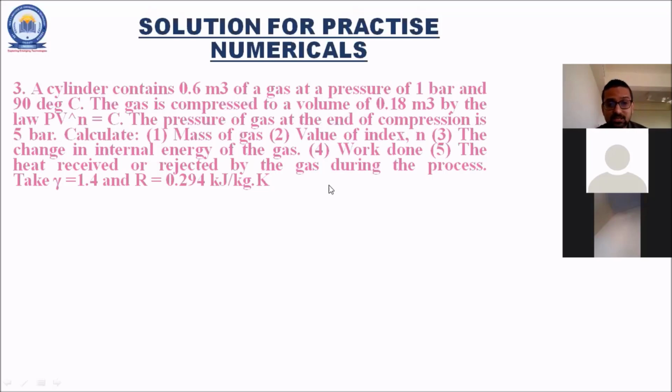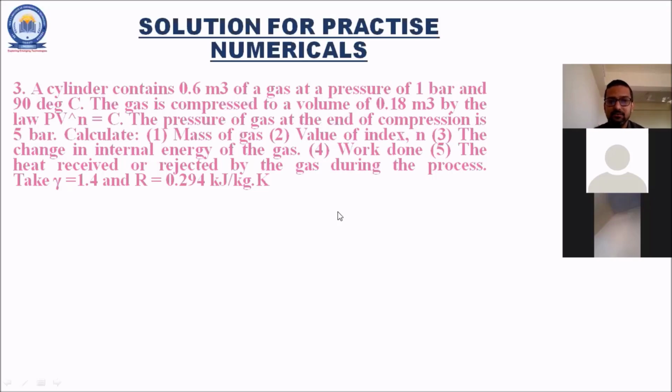Roll number 66, you have misunderstood one of the points. Dear student, see the equation. PV raised to n is equal to constant. So this is the equation for the polytropic process. Roll number 66, have you understood the point? Okay, fine. So in this process, several parameters we need to calculate.